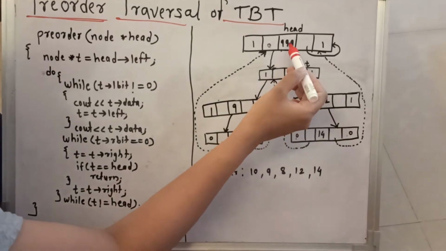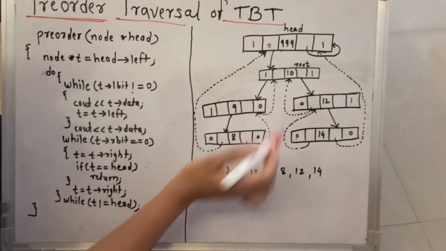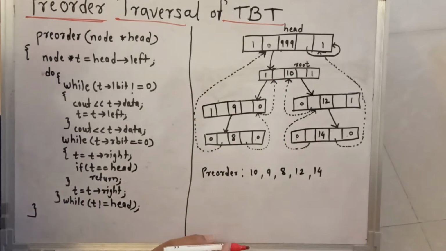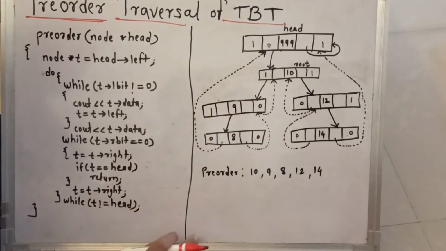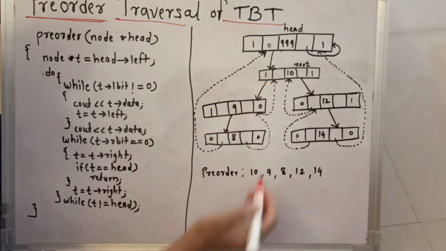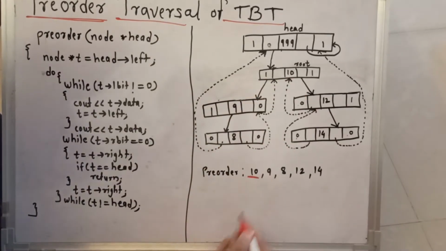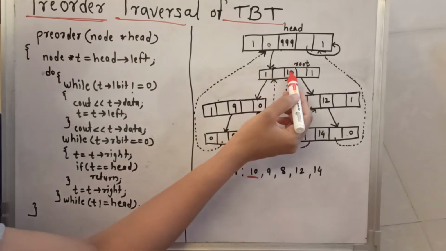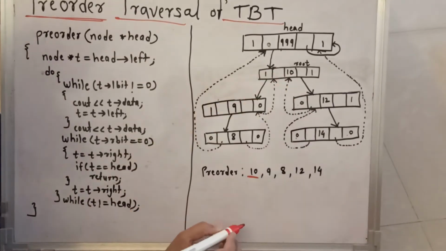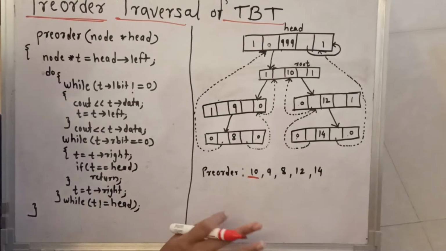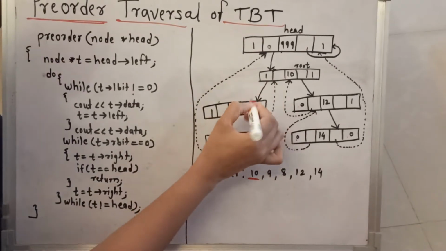So here this is the head node. This root is actually acting like the left child of this head node. So directly we will start from the root node. We will print this value first, so we will get the output 10 here. Then after that we will check the L bit of the 10. Now here the L bit is equal to 1, that means the left child is present for the 10. So we will come to the left side.